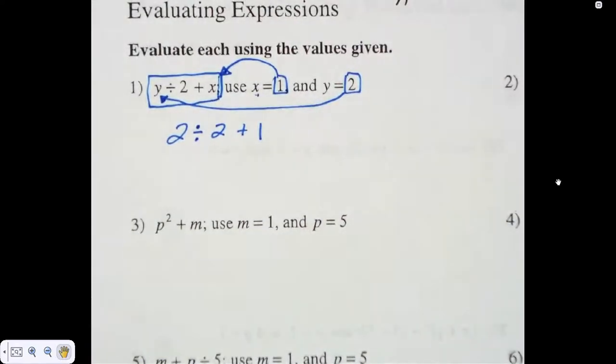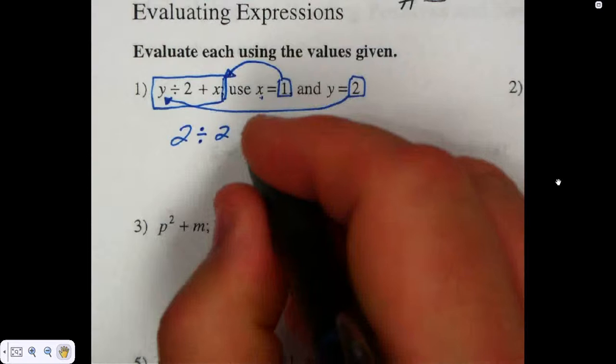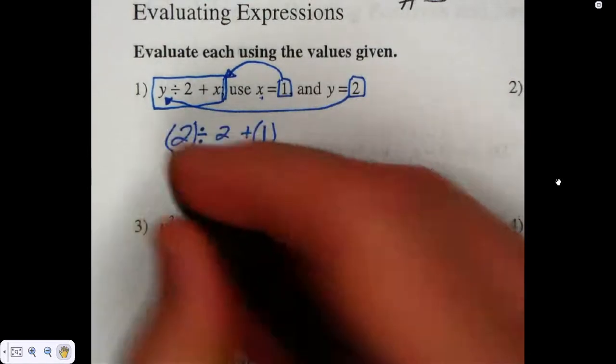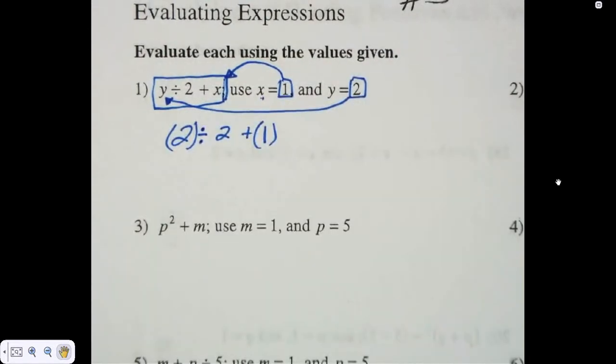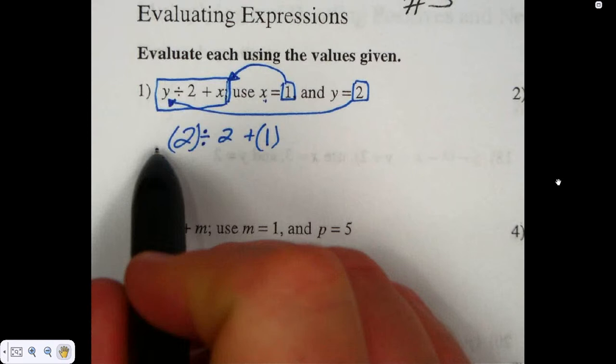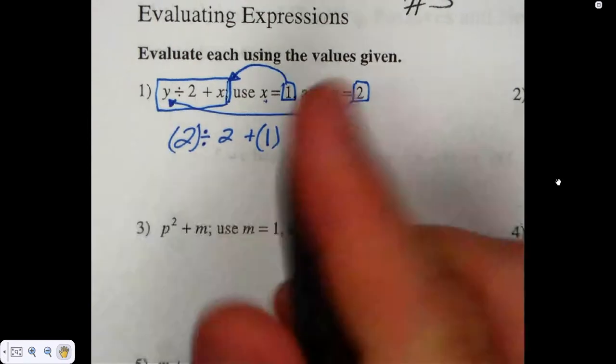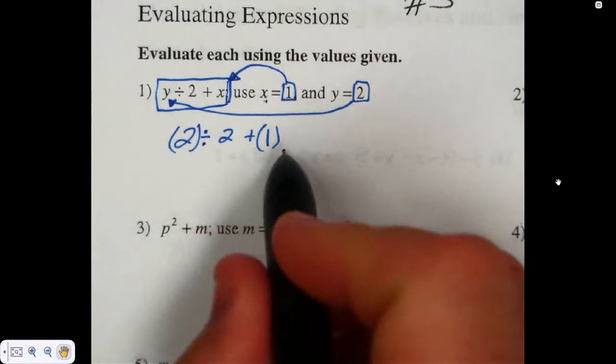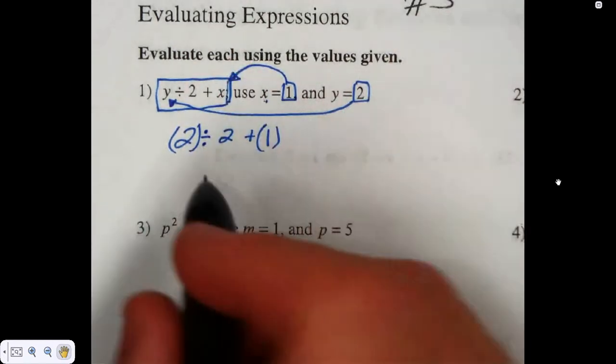Sometimes you need to use parentheses, sometimes you don't. If you're unsure, it's okay to just put, each time you substitute, to put them inside parentheses. Okay? There's nothing in front of each of these parentheses except for a plus and a what? And nothing. So basically I can pretend like they're not there.